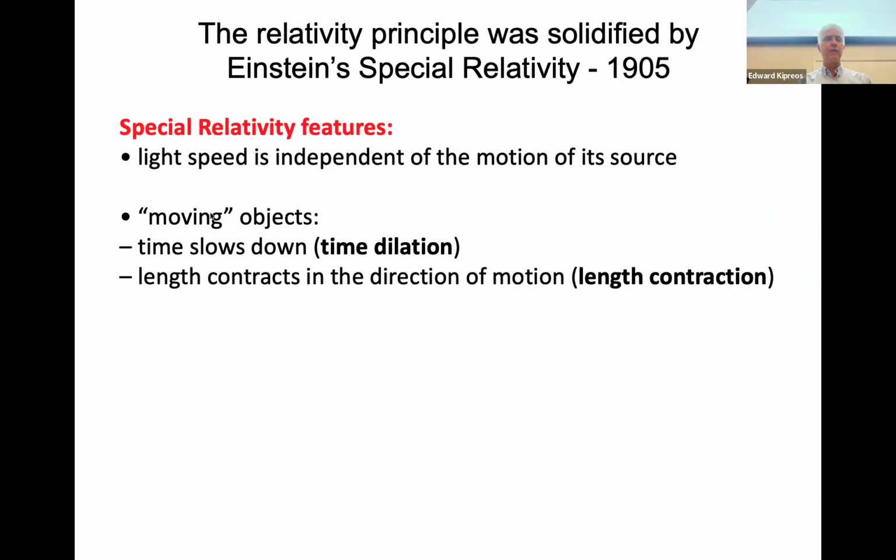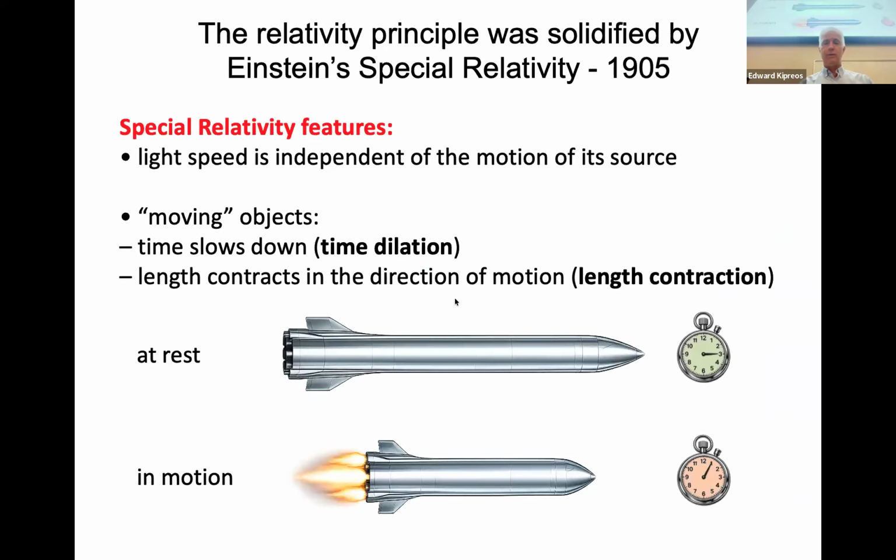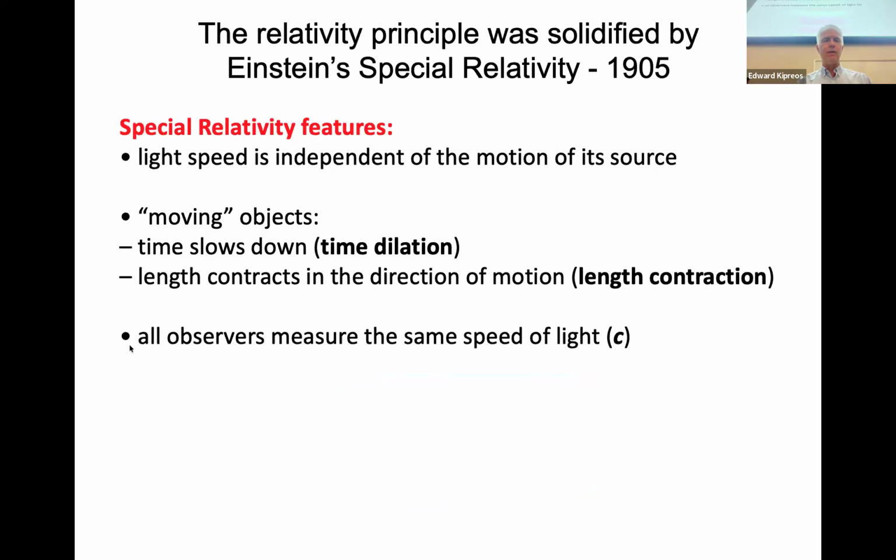And then another feature of special relativity is that for moving objects, time is going to slow down. There's time dilation, and length is going to contract in the direction of motion. So here we see a spaceship at rest, and it's got normal passage of time. But when it's in motion, its length is going to contract in the direction of motion, and time is going to slow down for anything on the spaceship. And then another feature of special relativity is all observers are going to measure the same speed of light, and that speed of light is c.